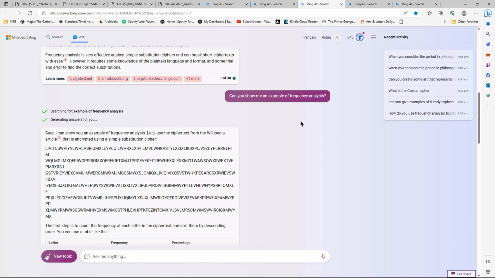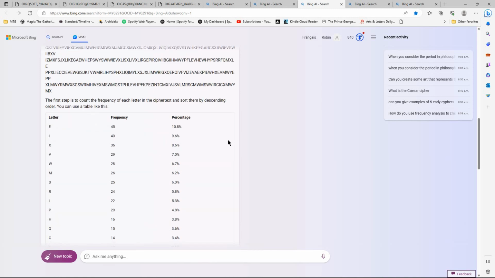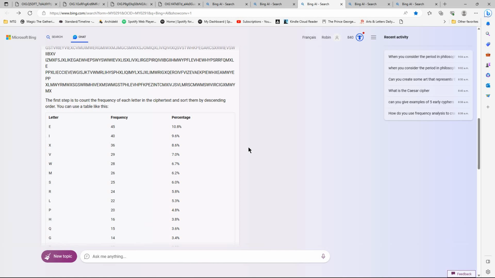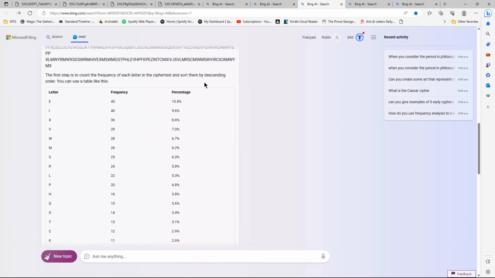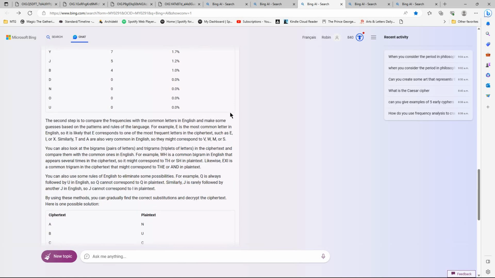So here's how frequency analysis is used. Here's the original, here's the cipher text. And so you can go through and create a frequency table. And then from that, you can work out, so there we go, put it in order. And then if you happen to know what the frequencies are normally in English.